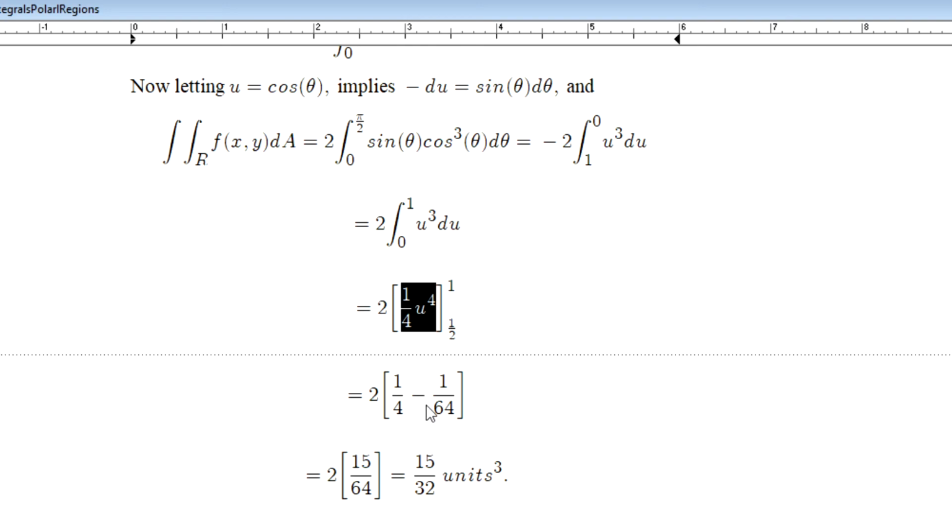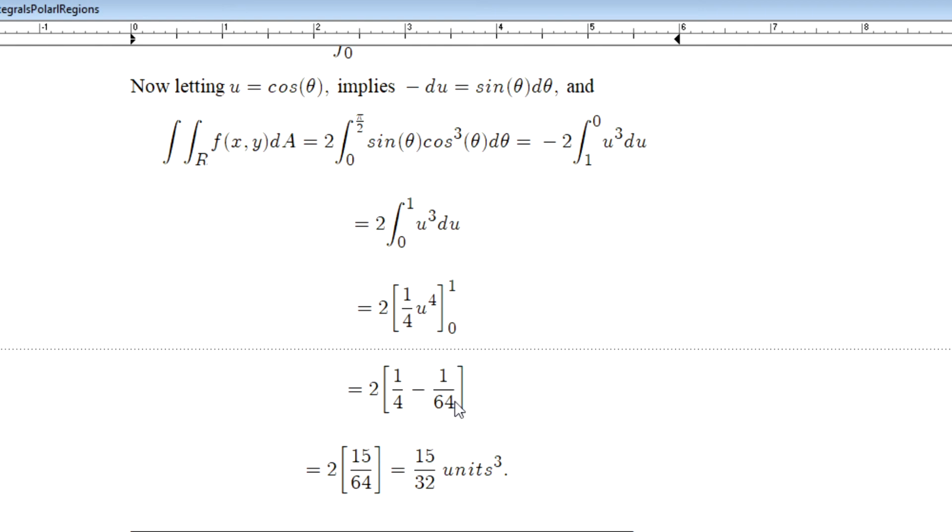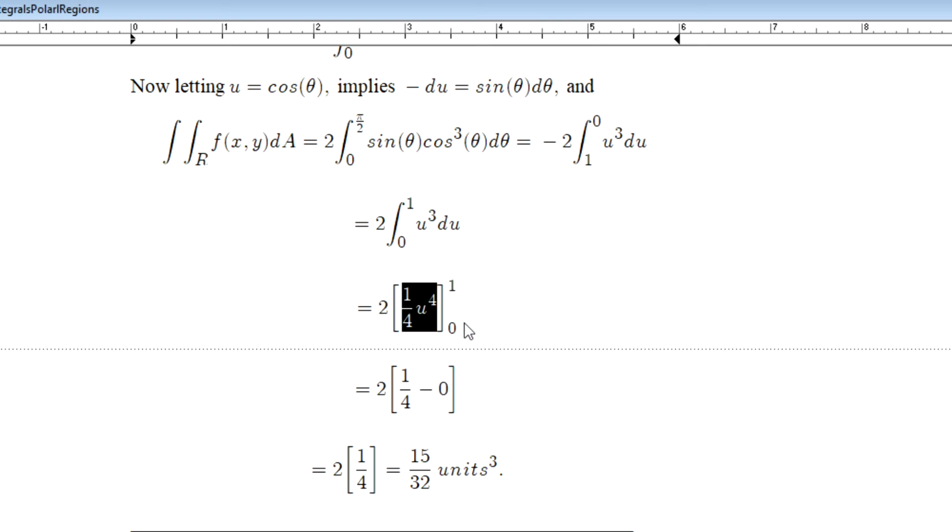Now, I guess I could have brought that out as a constant multiplier, but I did work it through across these bounds. Let me fix this. All right. Well, that certainly cleans up a lot nicer than what I had. Let's see here. At the value of 1, this does become 1/4, and at 0, it does 0 away. So we do have 2 times 1/4 minus 0, which is just 2 times 1/4, which in the end simplifies to the quantity 1/2 in value, right? So we have a value of 1/2 units cubed.